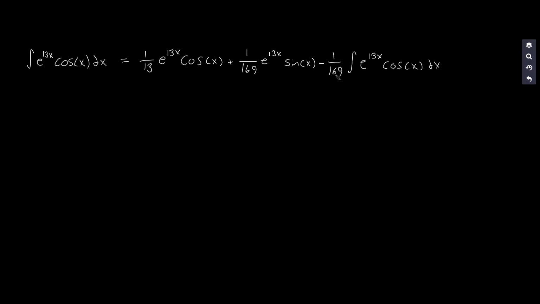Okay? If we set the indefinite integral of e raised to the power of 13 times x times cosine of x integration with respect to x equal to I, then now we can move negative 1 over 169 I over to the left side of the equation.